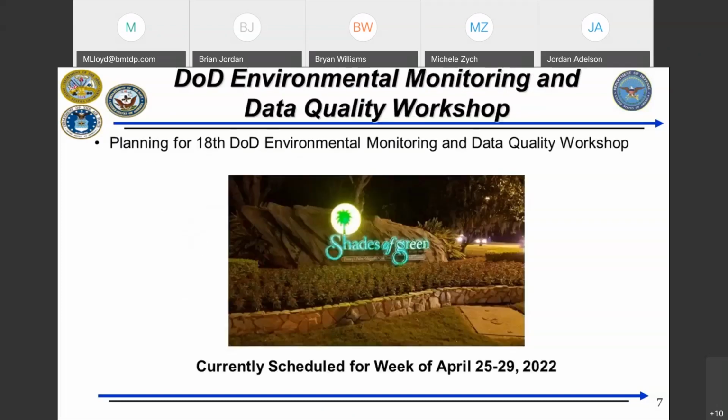And so, this is my big reveal, as big a reveal as I get. We're planning for the 18th Environmental Data Quality Workshop. As you can see from the graphic, we have a week selected, the week of April 25th to 29th in 2022, back at Shades of Green. So everyone get used to hopefully seeing Mickey at that time frame. We're very excited about the prospect of having this face-to-face meeting.